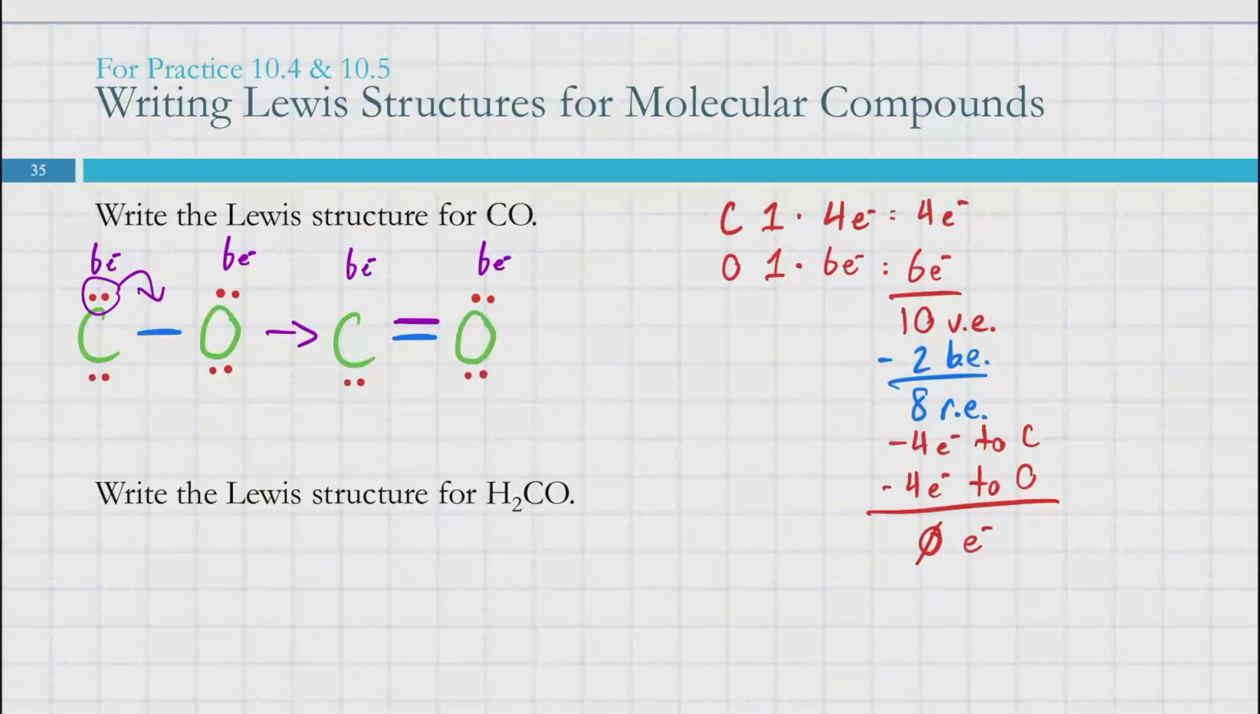How about oxygen? How many electrons does oxygen have access to? It's got 2 from this lone pair, 2 from this lone pair, 4 from the bond. 2 plus 2 plus 4 gives us 8. So oxygen has 8. It's happy. It's got its octet. But we still need to rectify the fact that carbon does not have enough electrons.